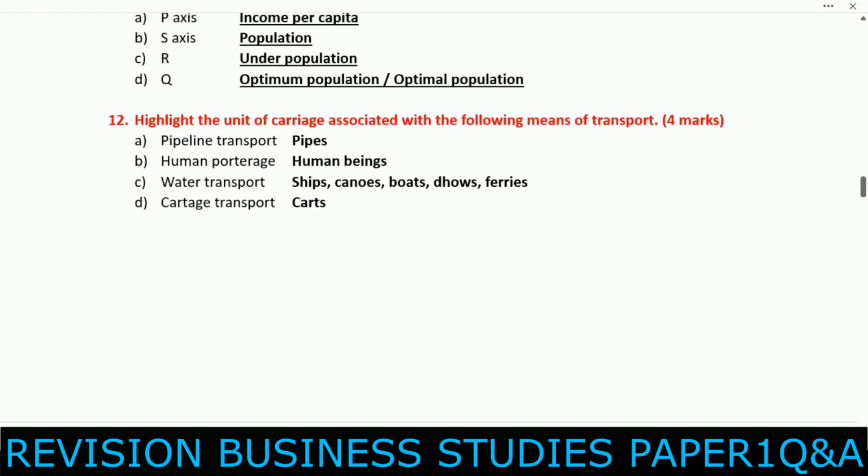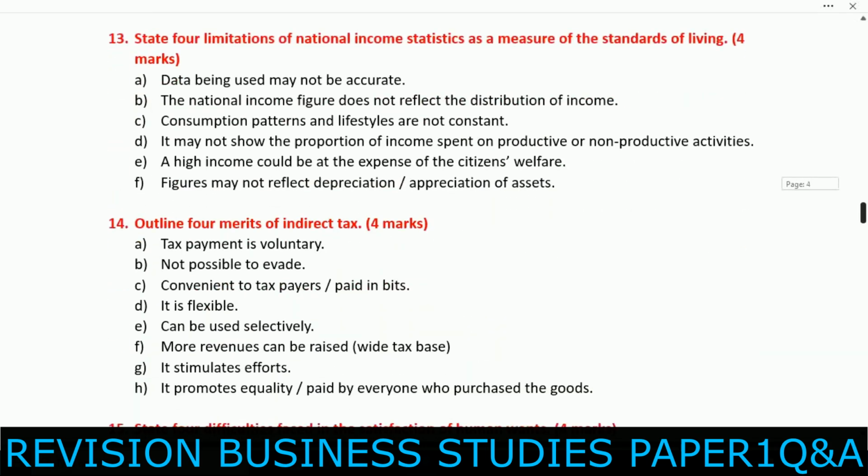Highlight the unit of carriage associated with the following means of transport. Pipeline transport, that one is pipes, they use pipes. Human portage, that one is human beings. Water transport, we have ships, canoes, boats, and ferries. Cartage transport, that one is carts. Let's go to question number 13. We are moving very fast.